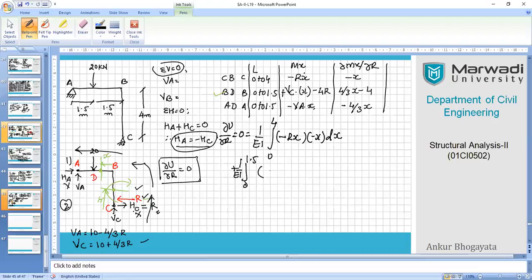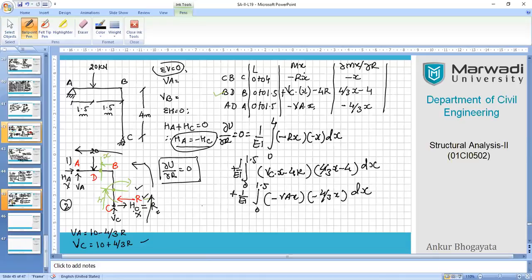So this many equations are required. VC into x minus 4r into 4 by 3 x minus 4 dx, and finally plus 1 upon EI, 0 to 1.5, that is minus VA x minus 4 by 3 x dx. So I need somebody from you who can give me now, when you expand all this, when you multiply all this, you will be getting your answers effectively.